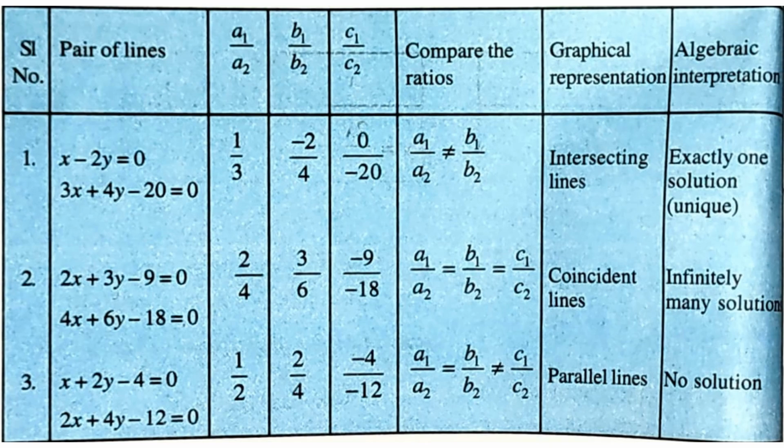In the third case, you have another set of linear equations. Here a1/a2 is 1/2, b1/b2 is also 1/2, but c1/c2 is 1/3. This means a1/a2 is equal to b1/b2, but they are not equal to c1/c2. So in this case, the lines are parallel, and there will be no solution, or this system of linear equations is said to be inconsistent.